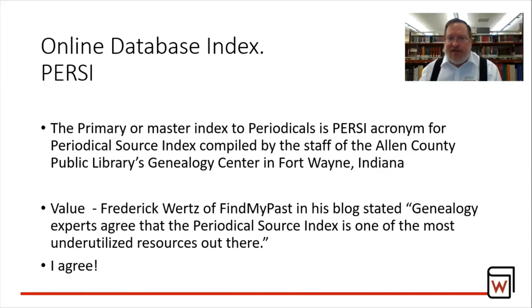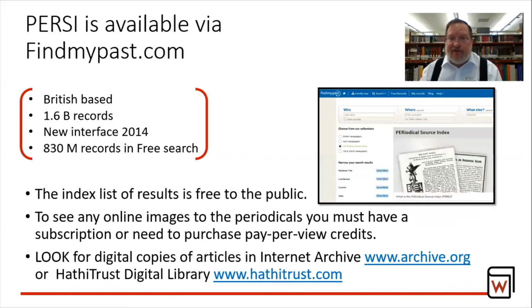So let's talk about PERSI. It's a primary master index, meaning a periodical source index. It was produced by the staff of the Allen County Public Library in Fort Wayne, Indiana. Its value: Frederick Wertz of Findmypast stated, genealogy experts agree that the Periodical Source Index, i.e. PERSI, is one of the most underutilized resources out there. And I agree with that. It's available now through findmypast.com. You can search the index and find a citation. If you subscribe, you might be able to click on the digital content.